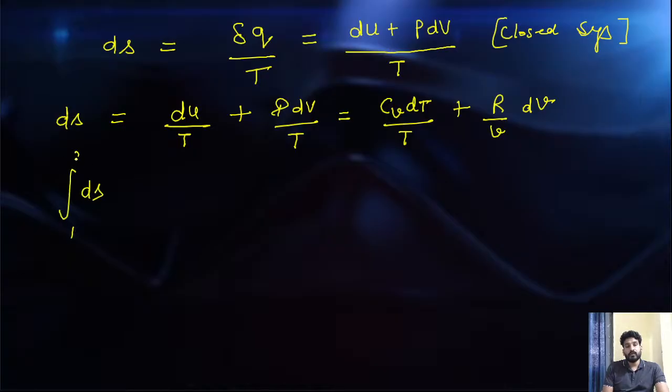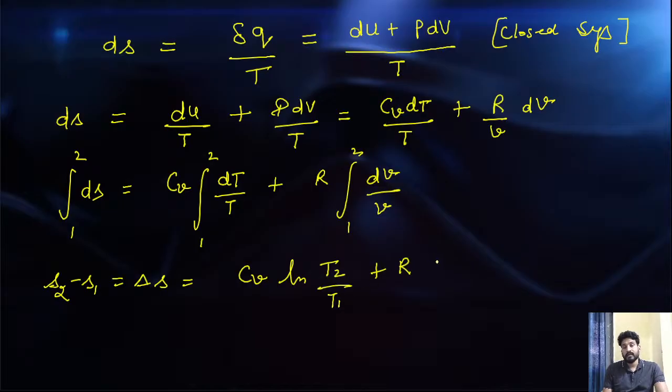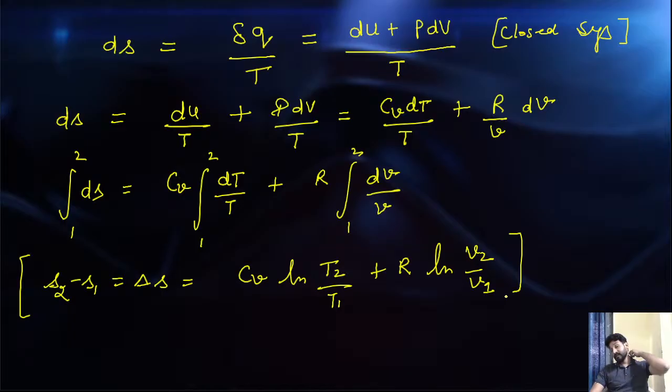Okay, done. If I integrate this, ds from state 1 to 2, it is equal to the integration of cv dT over T from 1 to 2, plus R is common, dv over v from 1 to 2. It is equal to s2 minus s1, or you can say delta s is equal to cv ln T2 over T1 plus R ln v2 over v1. This is one method to calculate the entropy change.